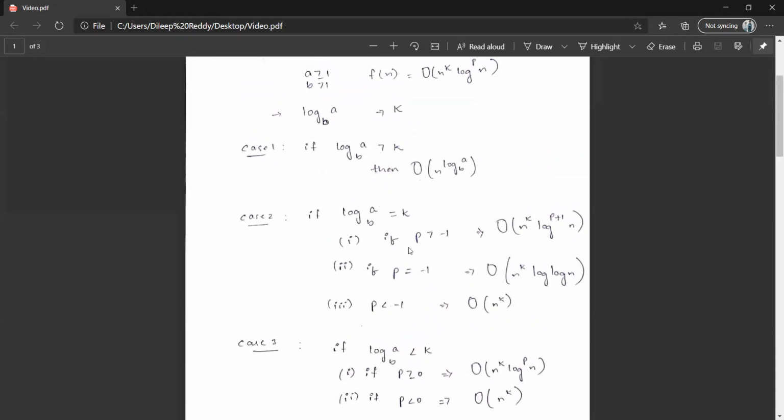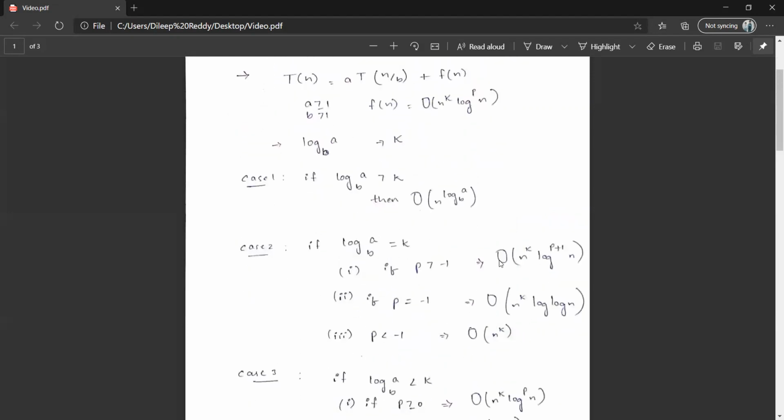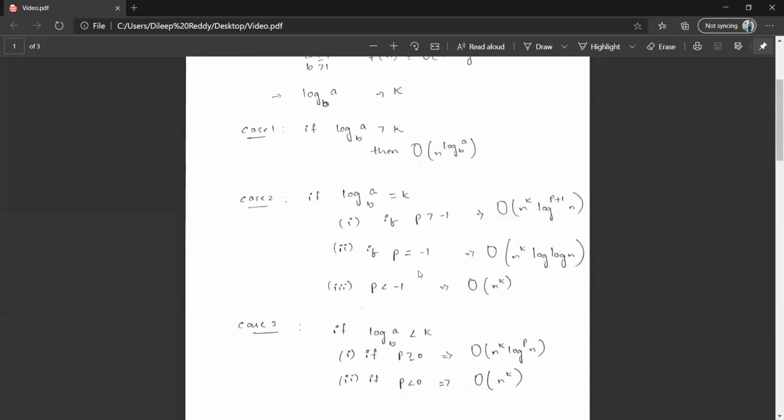If p is greater than -1, we have O(n^k log^(p+1) n). If p is equal to -1, we have O(n^k log log n). If p is less than -1, we have O(n^k).